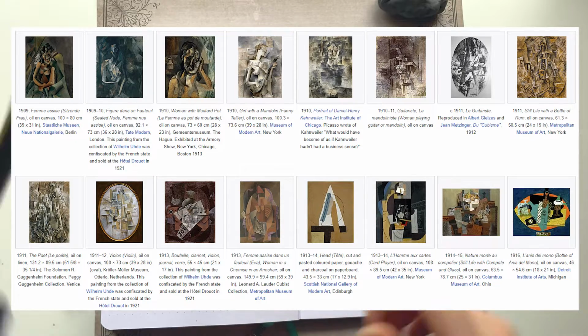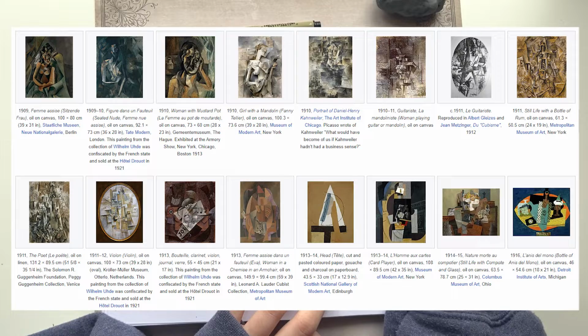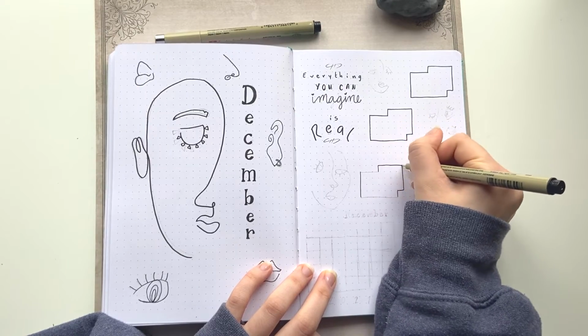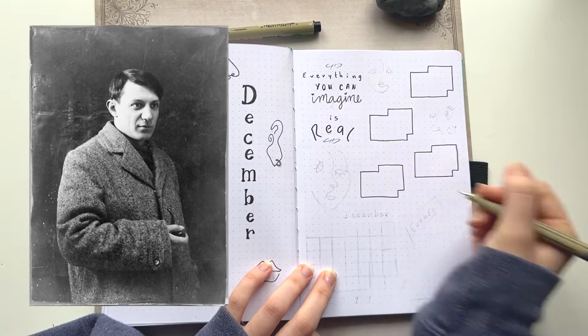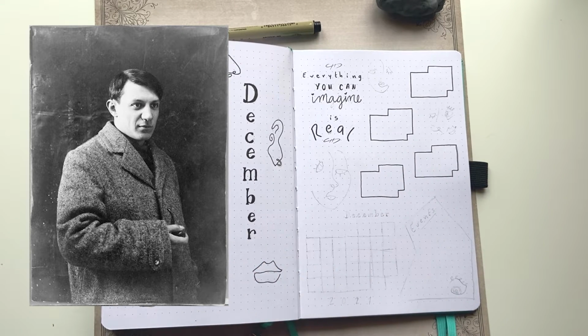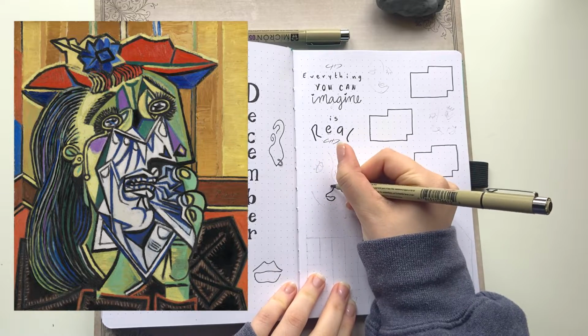He did a lot of Cubism. I think he's mostly known for his Cubism. He also did Surrealism, Expressionism, and of course, a lot more. He literally did everything. But yeah, I think he's mostly known for his funky looking abstract faces, which is what this theme is based off of.